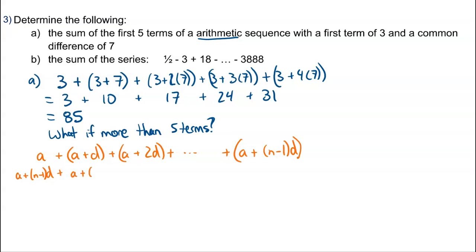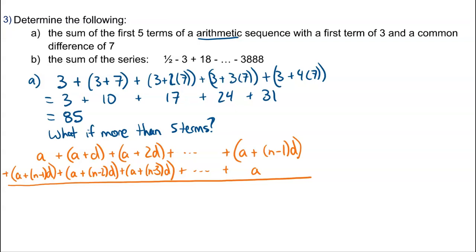But then if I write that same thing backwards below it, so I'm starting with a plus n minus 1 times d, and then the next term would be n minus 2 times d, the next term would be n minus 3 times d added to the a. If I do that same thing and I add all those together and I line them all up, if I add vertically, and I add the a plus n minus 1 times d, the first 2 terms there, I get 2a plus n minus 1 times d.